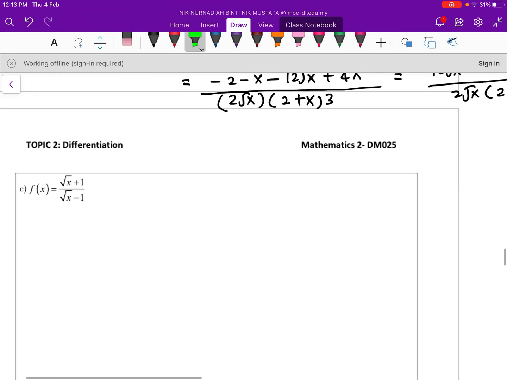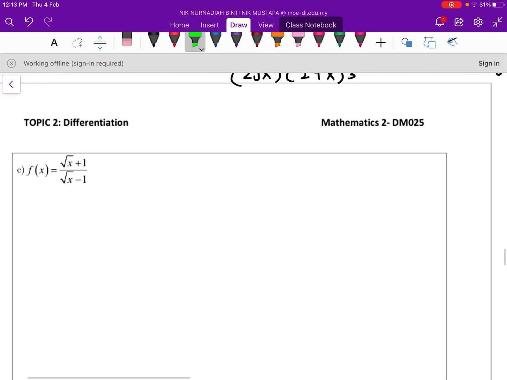Alright, now we try to do another one. I think this is the last one, right? I hope that this is the last one. Where's the answer? Yes, I have my answer here. A bit more, dia simple sahaja.